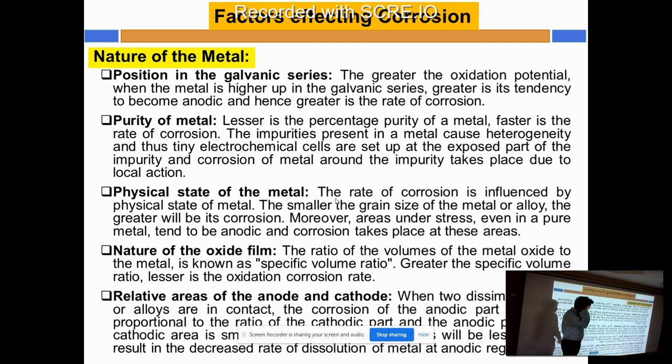Now what is the fourth point? Nature of the oxide film. When I take any metal, the formation of a metal oxide layer or oxide film will always be there. For some metals, this oxide layer will be peeled off. For some metals, it will be a stagnant layer. For example, the case of silicon. Silicon forms silicon oxide, which we call silica. That is a stable layer.